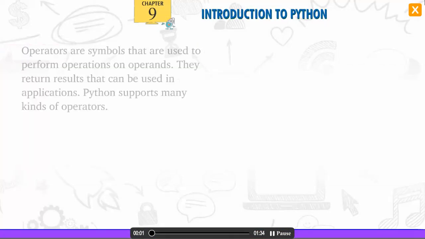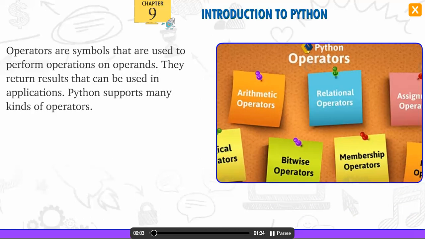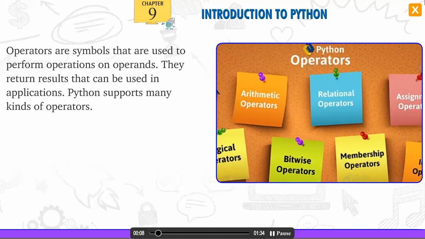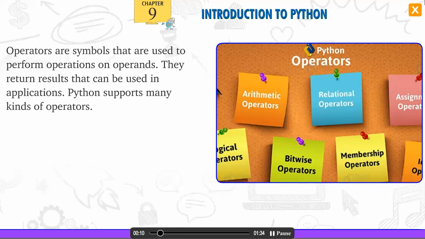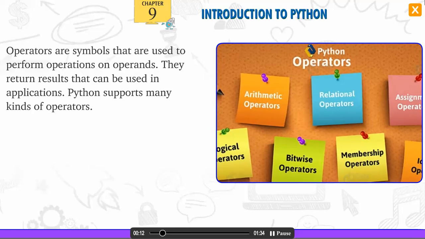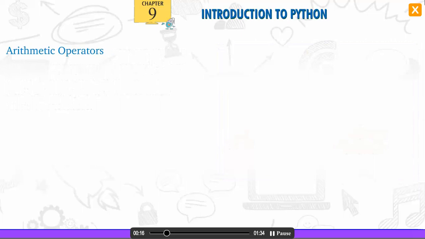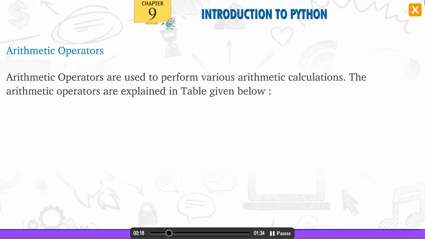Operators. Operators are symbols that are used to perform operations on operands. They return results that can be used in applications. Python supports many kinds of operators. Arithmetic operators. Arithmetic operators are used to perform various arithmetic calculations. The arithmetic operators are explained in the table given below.